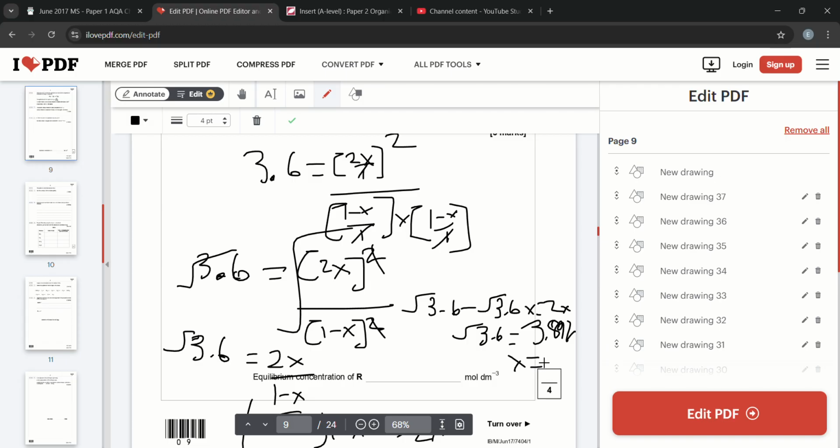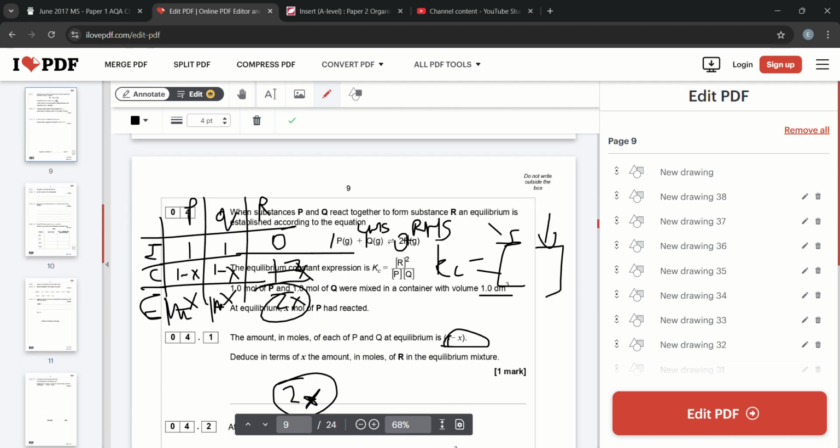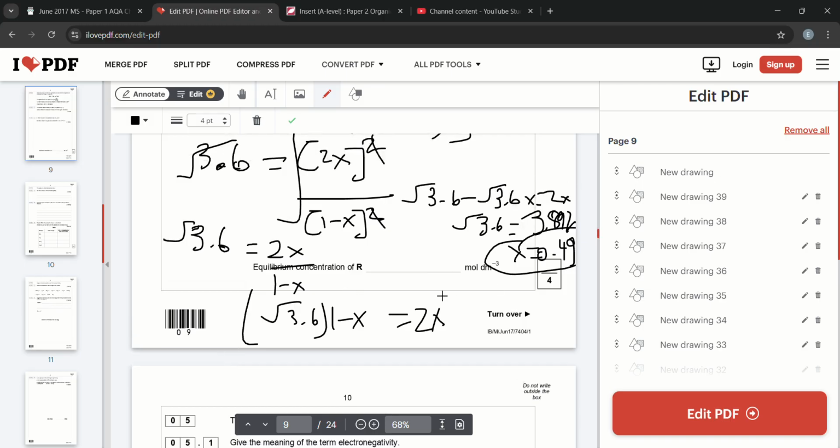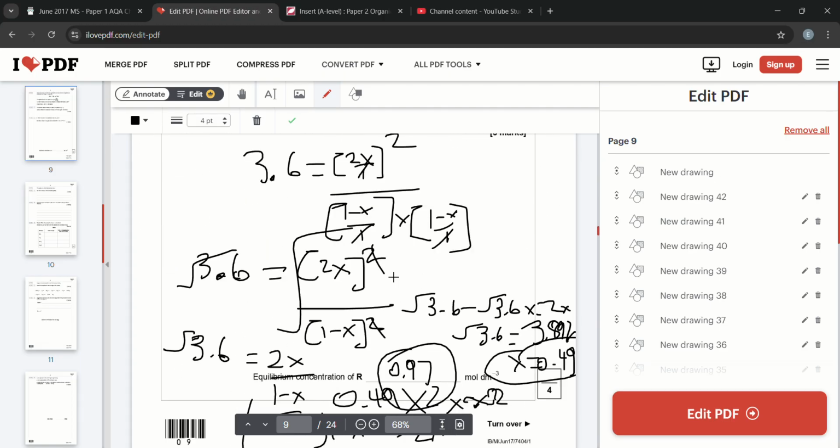Using my calculator, I get X is equal to 0.49 mole per dm cube. However, from the beginning, we know we've got 2 moles of R, so to find the equilibrium concentration of R, we're going to do X times 2. So 0.49 times 2 gives me 0.97 mole per dm cube. And that's the end of question 4.